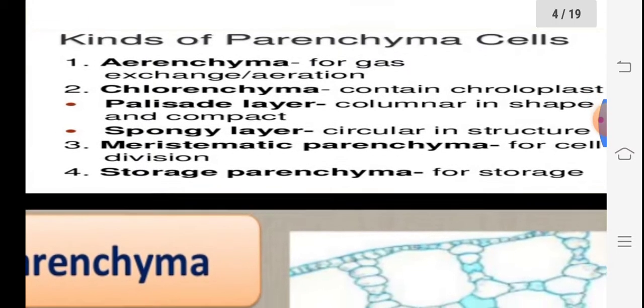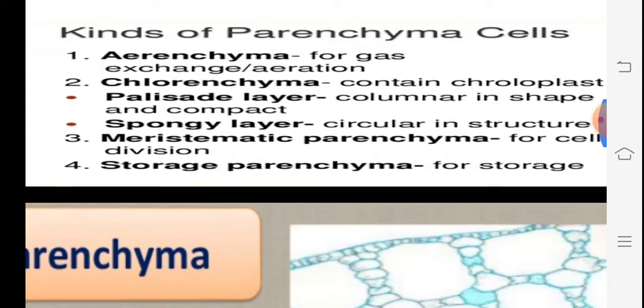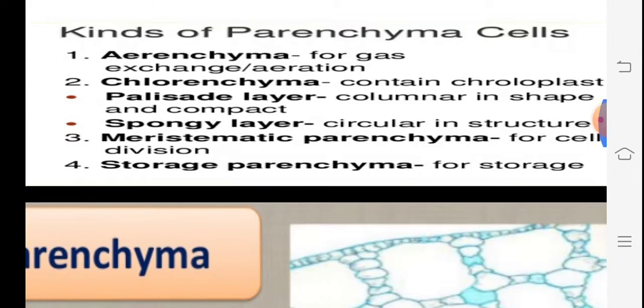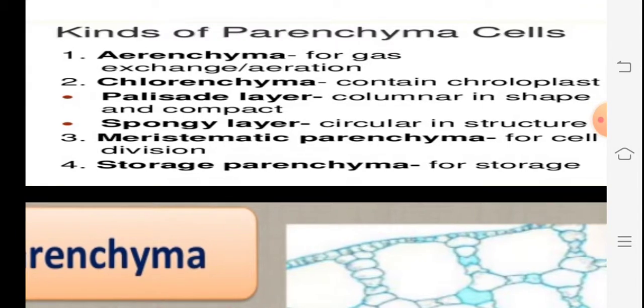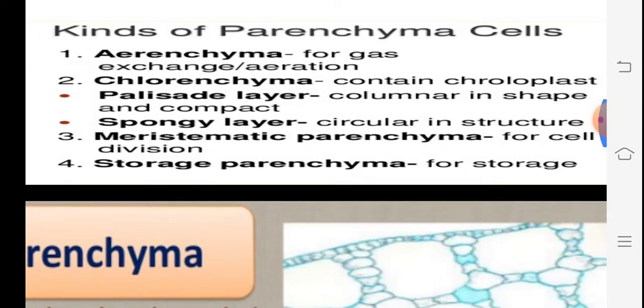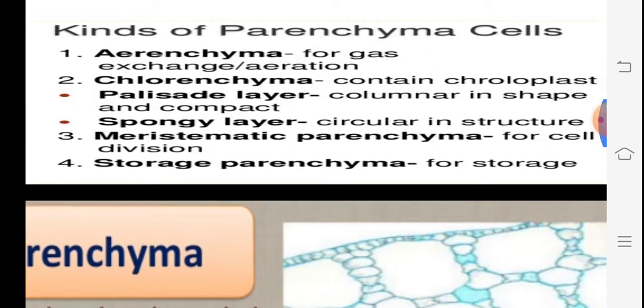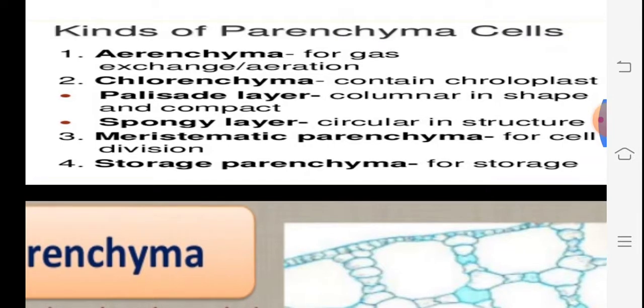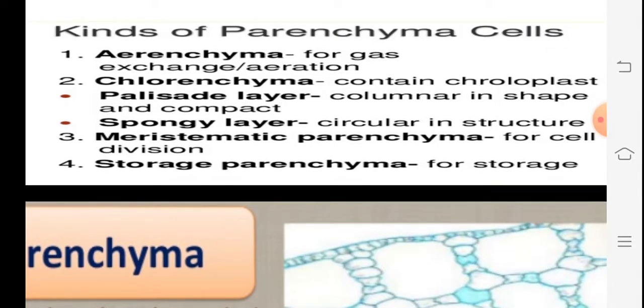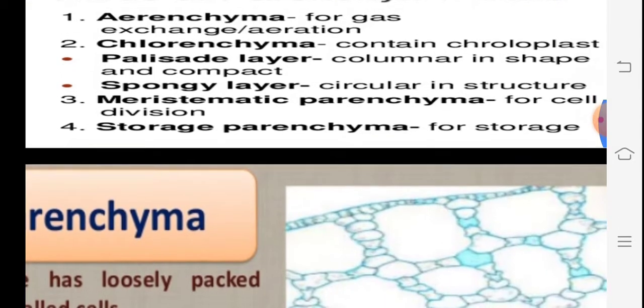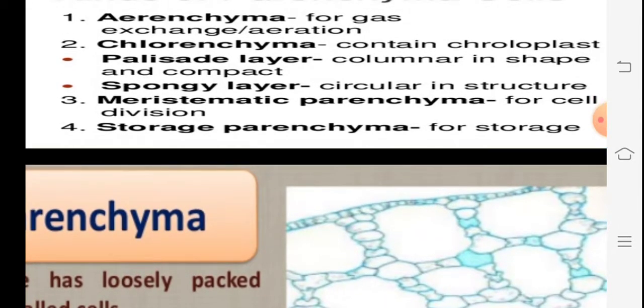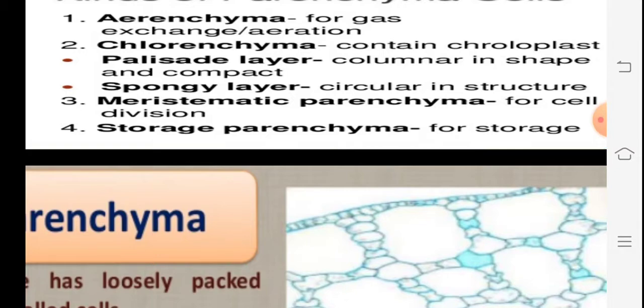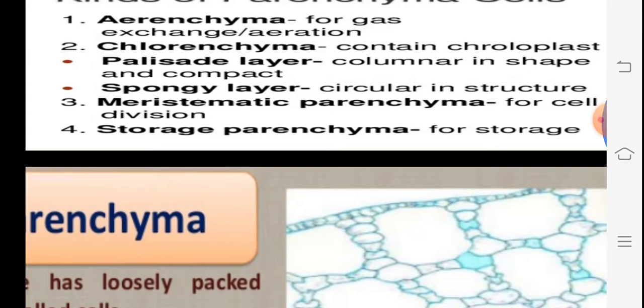Then in the parenchyma cells there are four types. Aerenchyma is for exchange or aeration, right? So it is generally present in hydrophytes. Then chlorenchyma contains chloroplast. For example, in the palisade layer the columnar cells are present. Palisade is present in the mesophyll of the leaf, and the cells are compact. Then the spongy layer, where the cells are circular in structure. Then meristematic parenchyma is generally present at the apex for cell division.